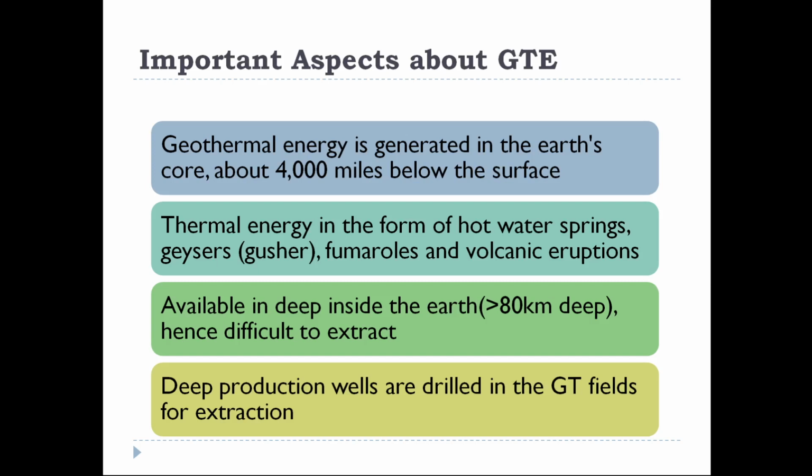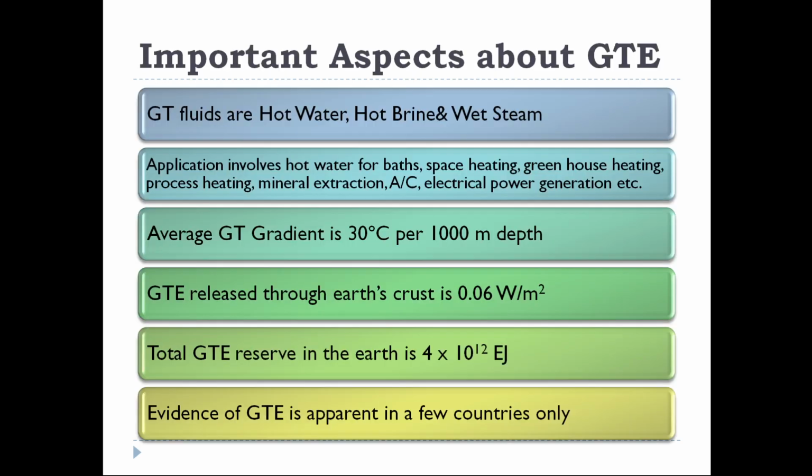In the previous slide, we have seen that when the energy is available at less than 3 kilometer depth, it is called a geothermal field. But usually this is available at greater than 80 kilometers. Deep production wells are drilled in the geothermal fields for extraction. The applications: direct use of hot water, space heating, greenhouse heating in cold countries, process heating for industrial purposes, mineral extraction, air conditioning, and obviously the common one, electric power generation.